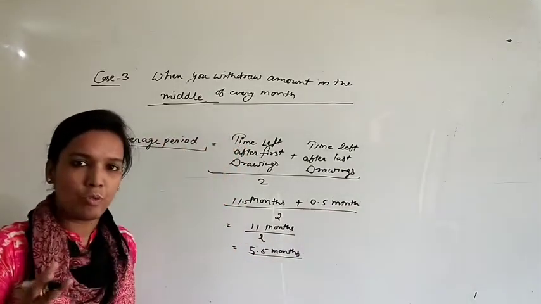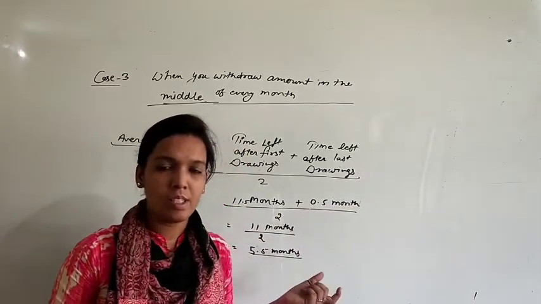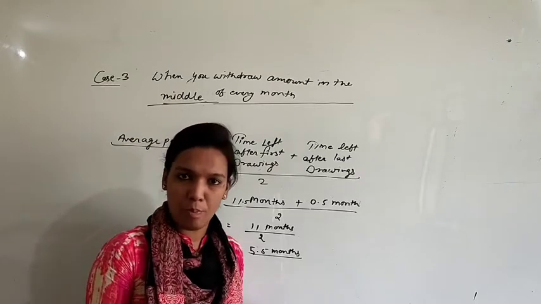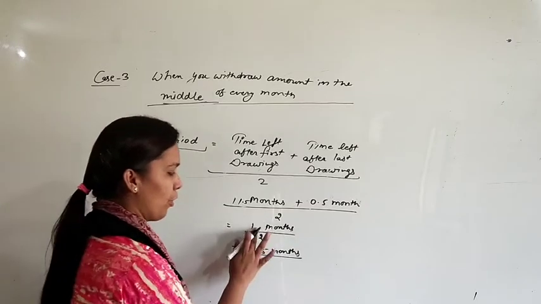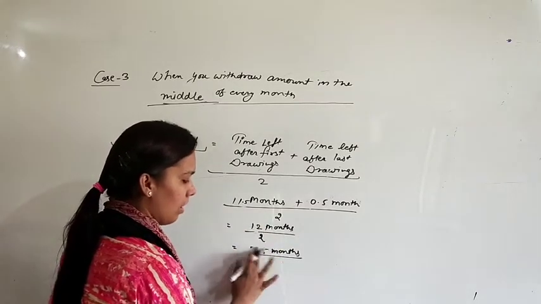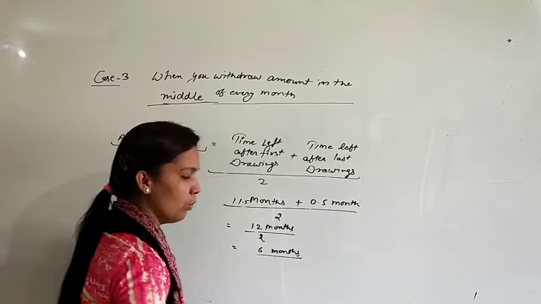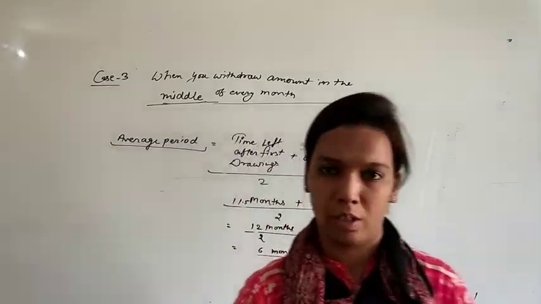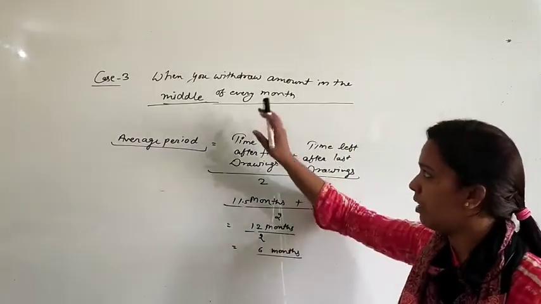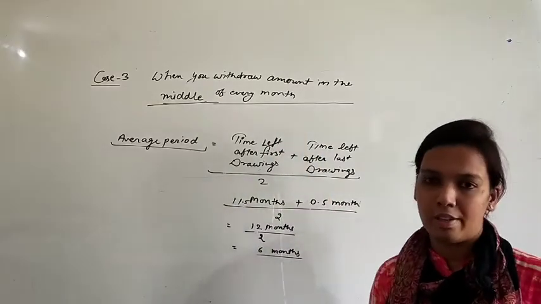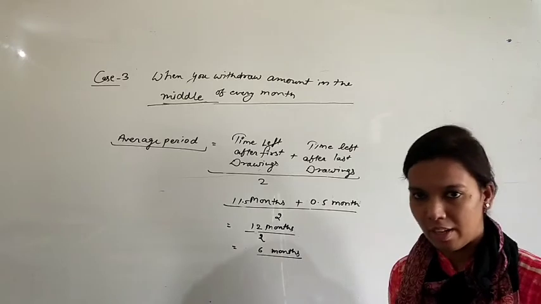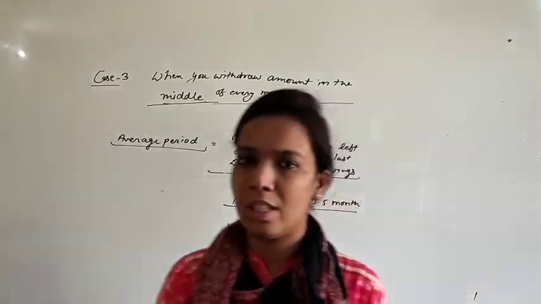Means like on March 15 you are doing your last drawing, so now you have 15 days of March left, that is half a month. Okay, 11.5 plus 0.5 means 12 months, and after dividing by 2 you have a time of 6 months. So when you are drawing money in the middle of every month, then you have to calculate interest for 6 months, right?